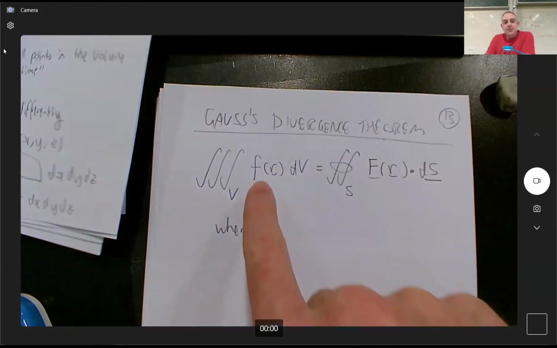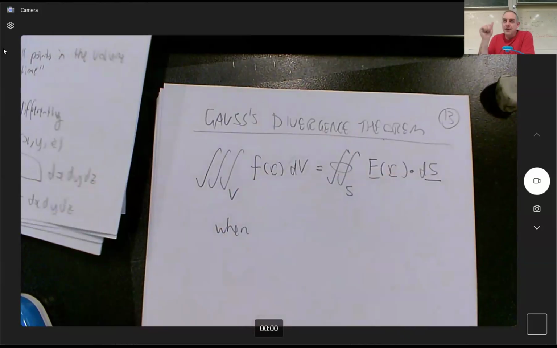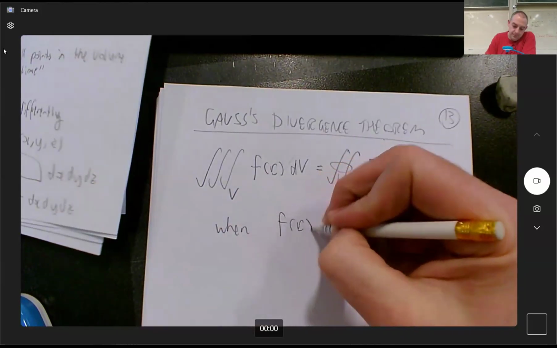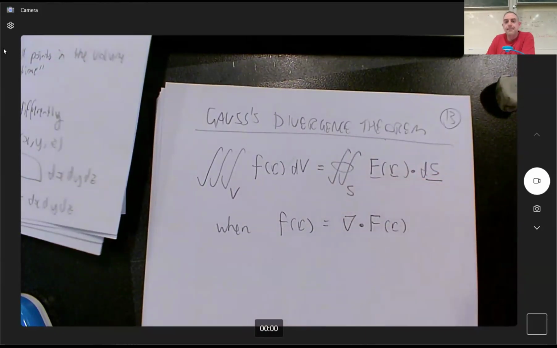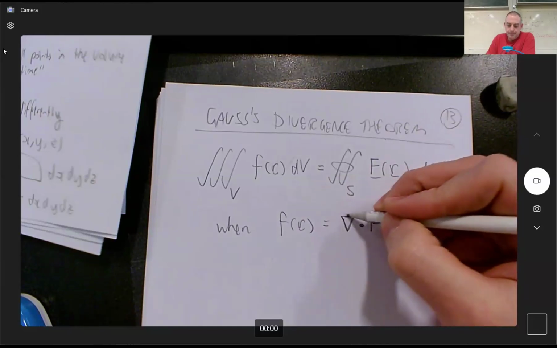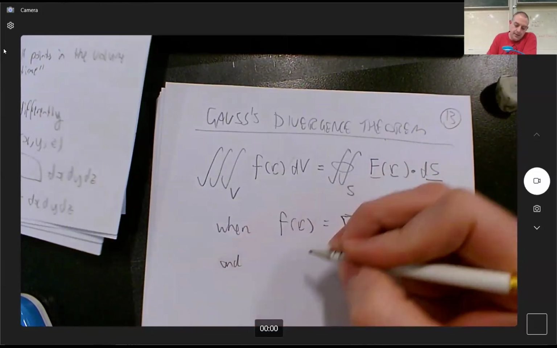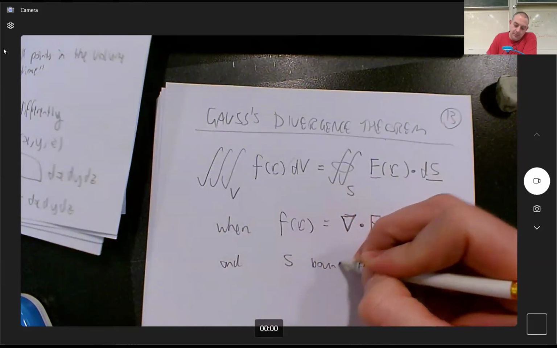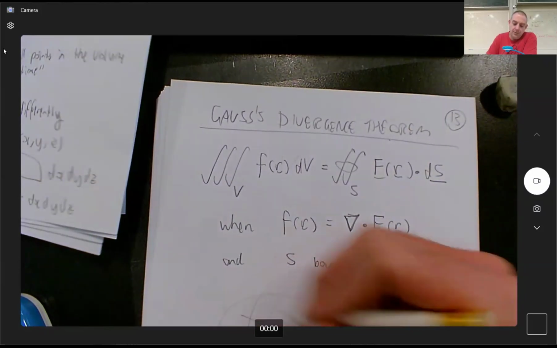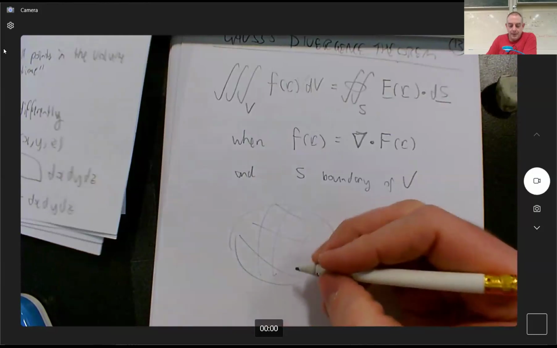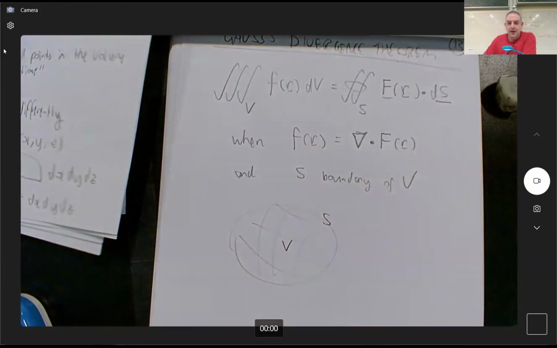All right, so we're going to need this to be a derivative of this, and the correct derivative is the divergence. And S is the boundary of the volume. So there's some sort of volume, and the volume's on the inside and the surface on the outside is what S is. That is Gauss's divergence theorem.